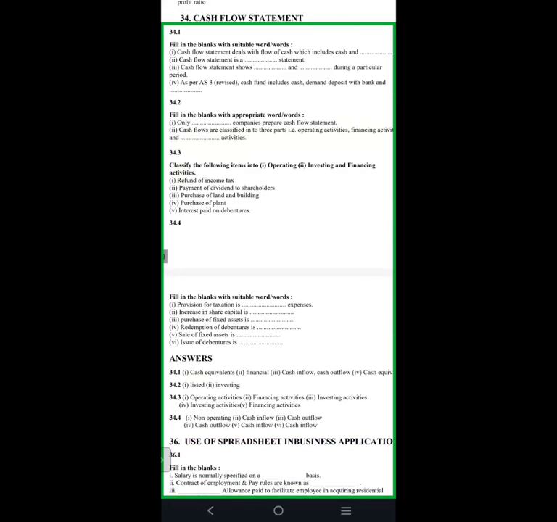Fill in the blanks with a suitable word or words. Provision for taxation is dash expenses. Non-operating expenses. Increase in share capital is dash. Cash inflow. Purchase of fixed asset is cash outflow. Redemption of debenture is cash outflow. Sale of fixed asset is cash inflow. Issue of debenture is cash inflow.